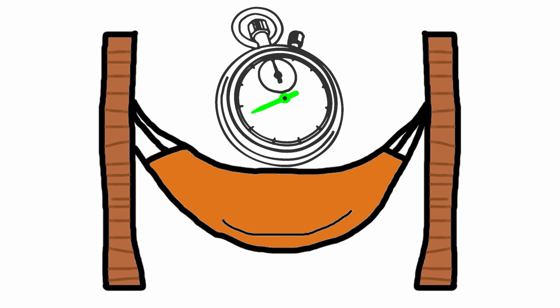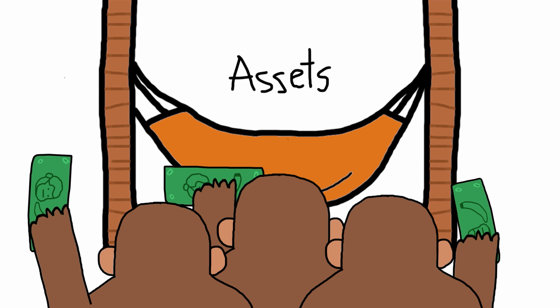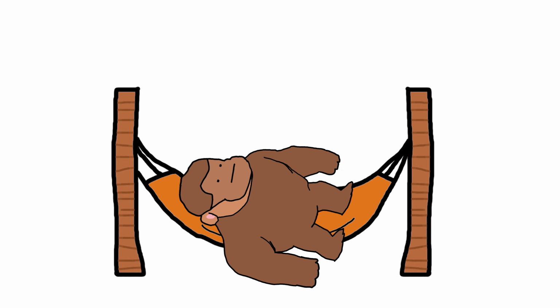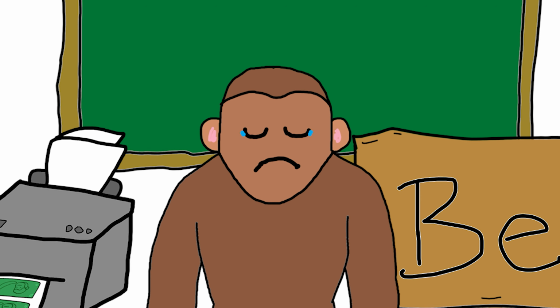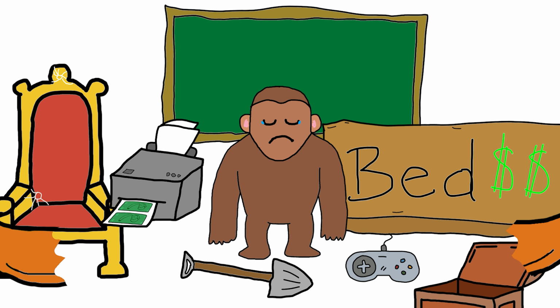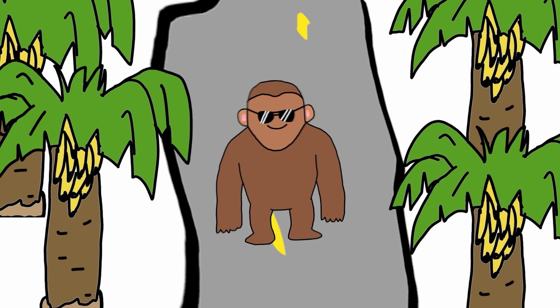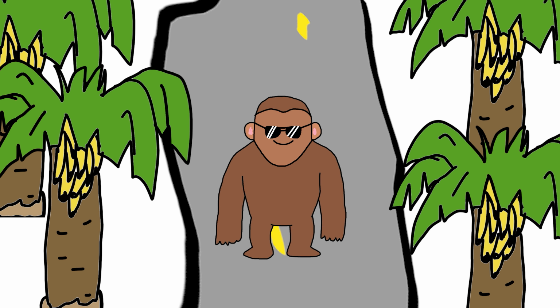If a hammock is rented to other monkeys, it's an asset. If only one monkey uses it, and it breaks easily, it's a liability. Many monkeys think that having more things equals wealth, but it's not true. The monkey with more assets has more freedom, more time, more bananas.